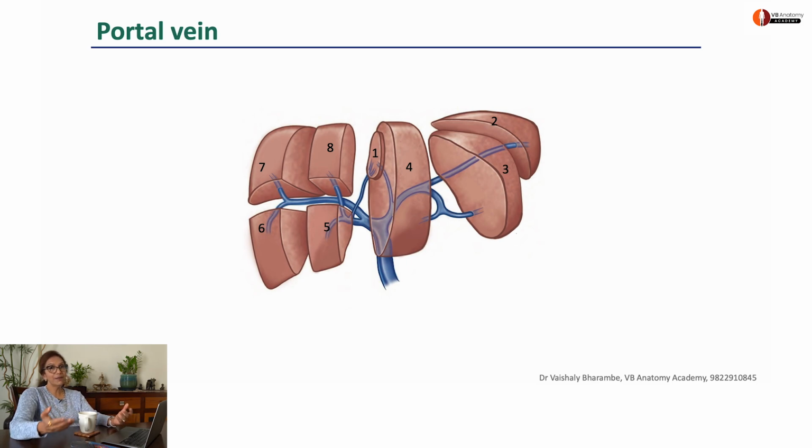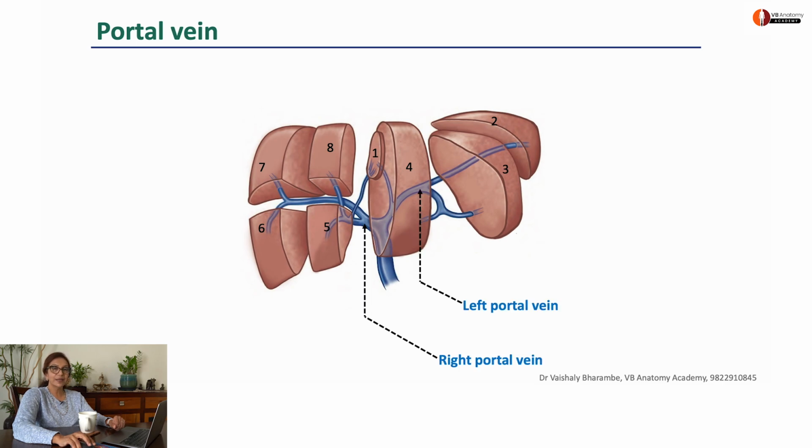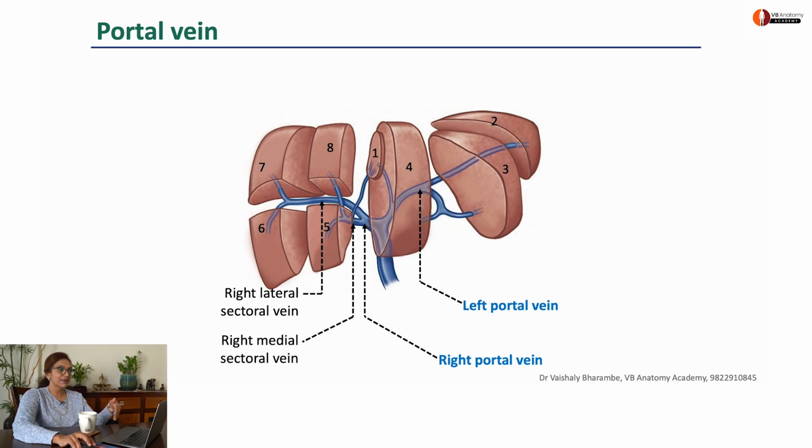What about the portal vein, which lies third? The portal vein enters inside to divide into right portal vein and the left portal vein. The right gives rise to right lateral sectoral vein, the right medial sectoral vein. Right lateral supplying 6 and 7. The right medial supplying 5 and 8. And the left goes on to supply, you can see, 2, 3 and 4.